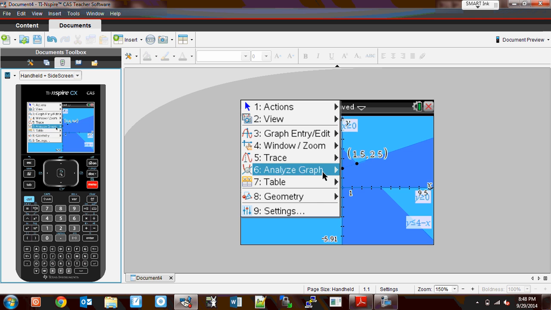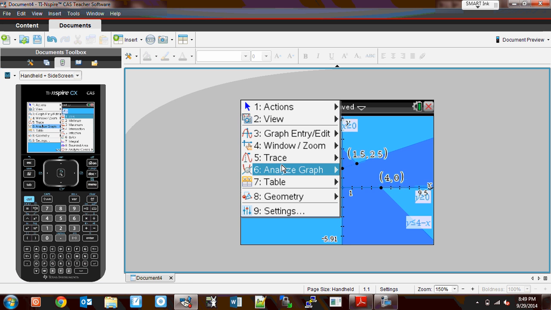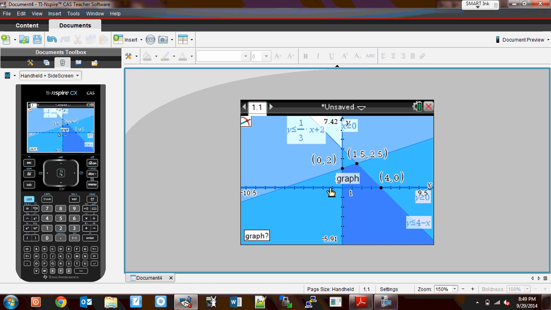Go back to menu, analyze intersection, pick this one, pick that one. Lower bound, upper bound, 4, 0. And just for the practice, let's do the origin as well. So here, first corner, drag, second corner. So here's our 4 intersection points. Now, what are we going to do with these? The first thing we're going to do, let's go ahead and write them all down. 0, 2, 1.5, 2.5, 4, 0, and of course the origin 0, 0.